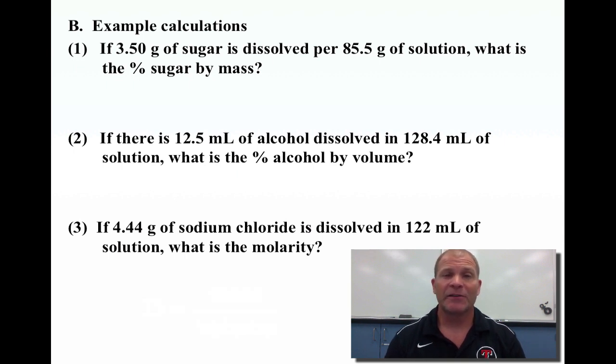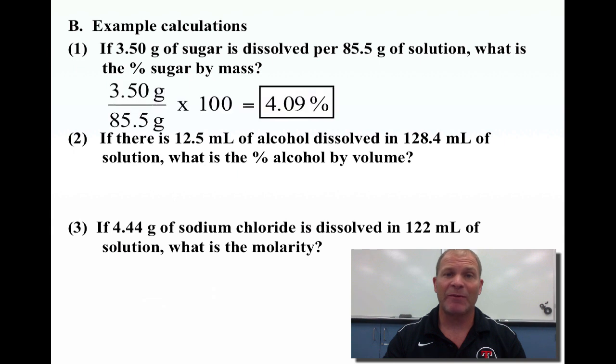So you realize here in the situation, it's asking for the percent of sugar by mass. Well, I have my solute and I have my solution in grams, so it's percent by mass. So I take my 3.50 grams divided by my 85.5 grams of solution times 100, to change it to a percent. I realize my solution is made up of 4.09% sugar.